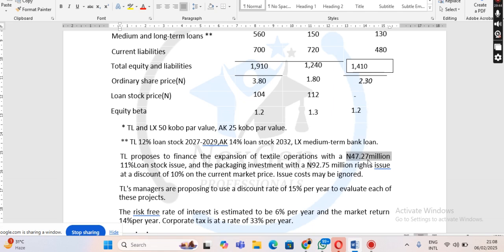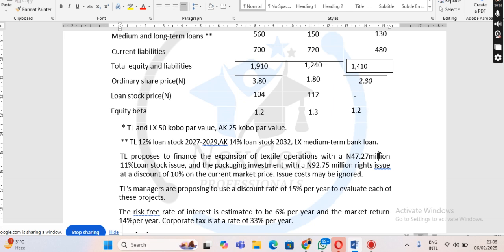So the value of debt is 47.27, class. Now, when you want to determine your equity, don't forget that it's the combination of the two. You have to do your equity and debt. Because if they are considering the two packages, there is no way you will talk about the value of debt and not mention the equity part of it.